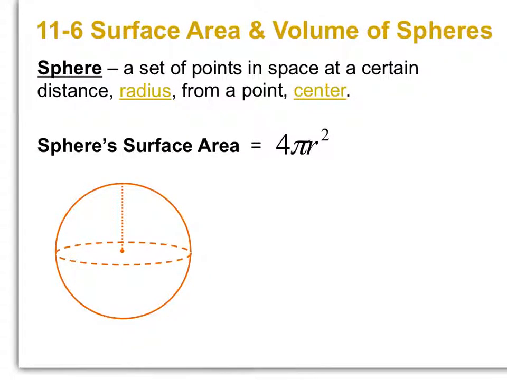Our last section in Chapter 11 is Section 11.6, Surface Area and Volume of Spheres. A sphere is a set of points in space at a certain distance, the radius, from a point, which is the center. The sphere's surface area is 4 pi times the radius squared. And here's our radius in our sphere.